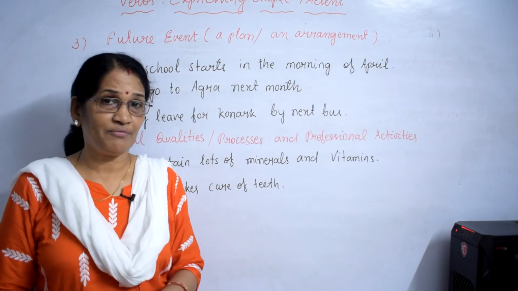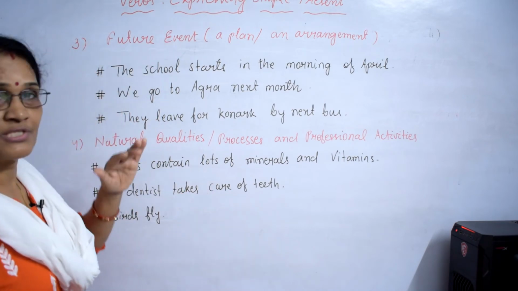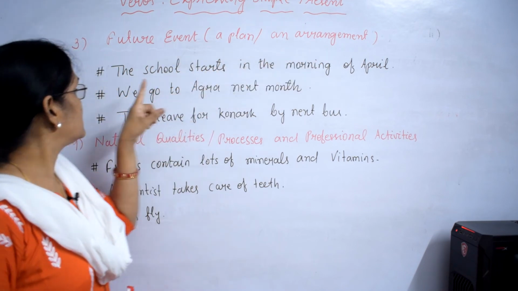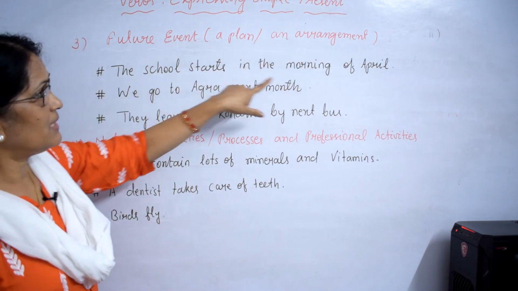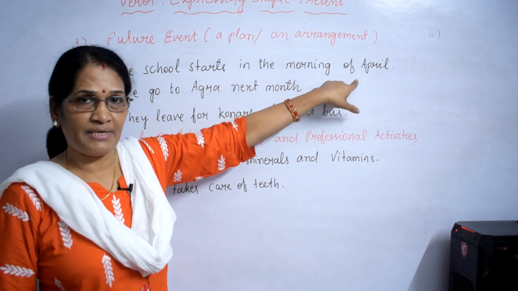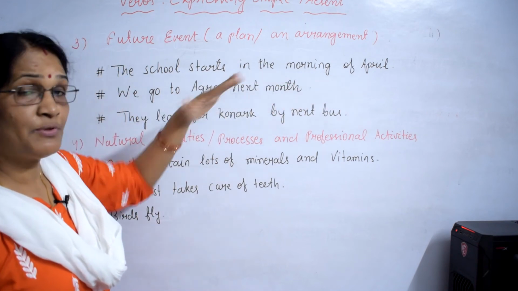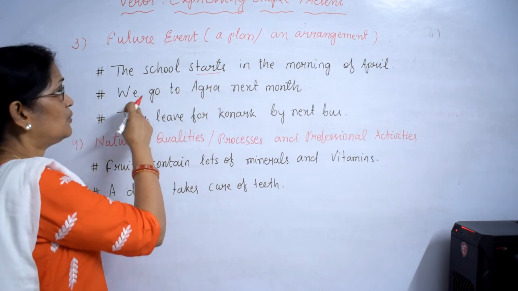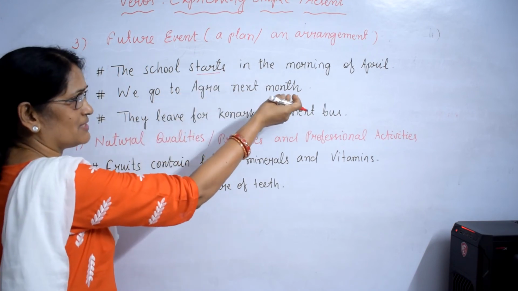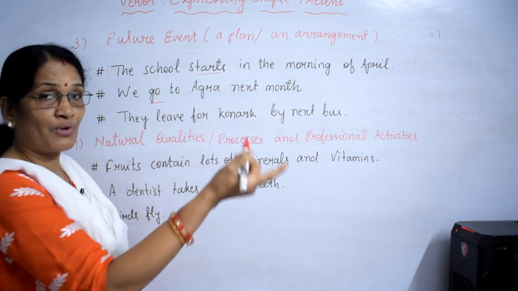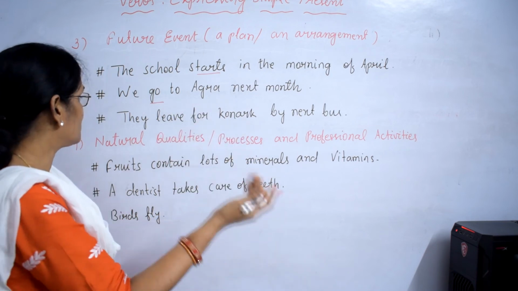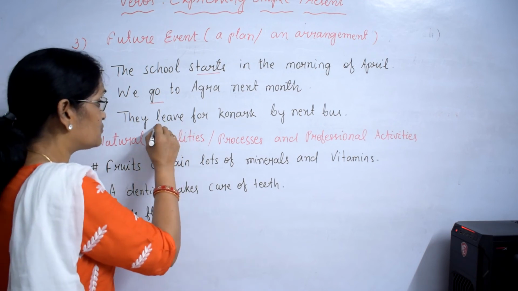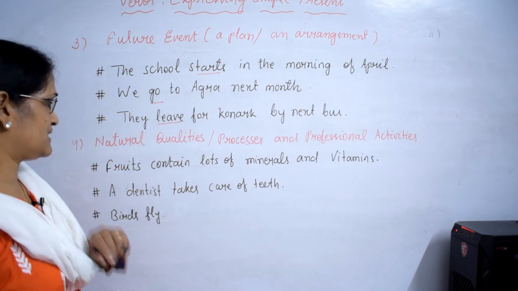When you plan a future event, we use simple present. A future event, a plan or arrangement. The school starts in the morning of April. It is one planning, future planning. So you use simple present, starts. We go to Agra next month. It is one planning to go to Agra next month, near future. They leave for Konark by next month. This is near future. Okay, we use simple present.